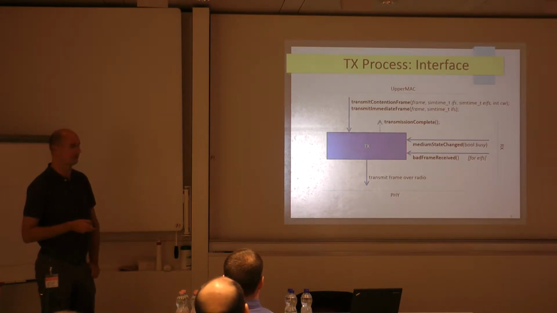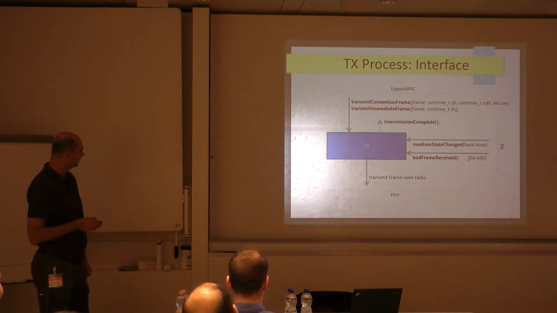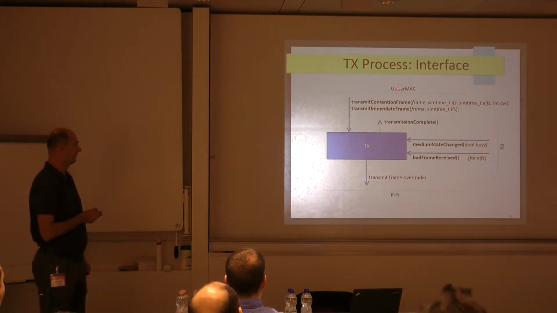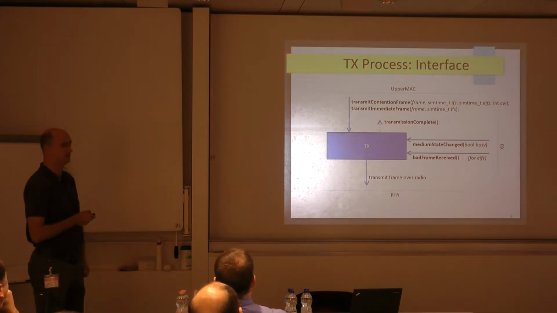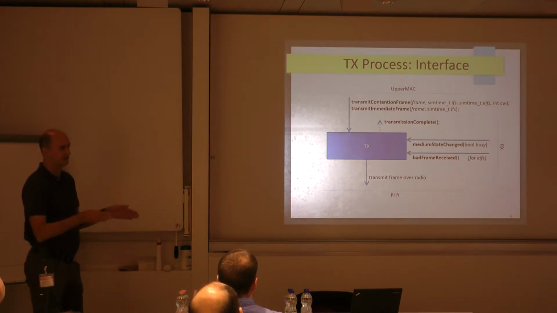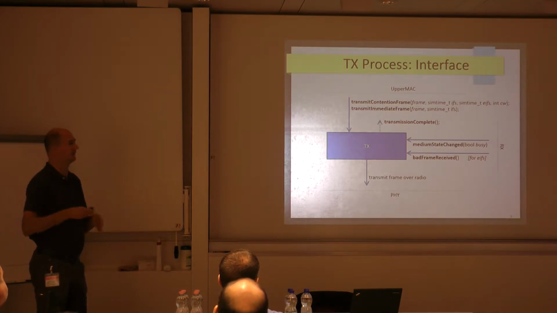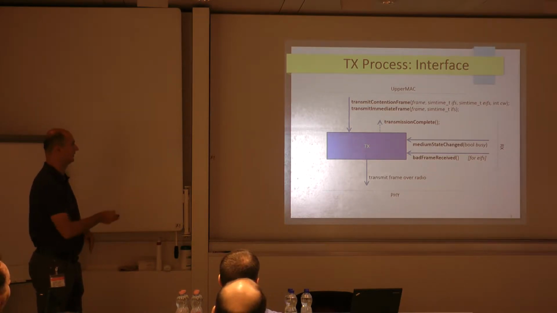Now, the transmit process. What we observed by reading the standard is that there are basically 2 kinds of transmissions. One is transmitting a contention frame, where you need an interframe space at the beginning, then some backoff interval, and then you transmit the frame. There is a slight complication: if we receive a frame with a bad checksum, then we need to switch to a larger interframe space.